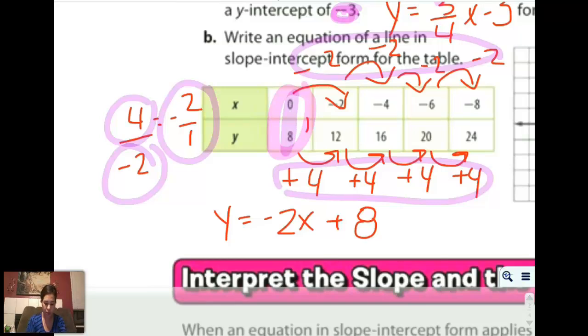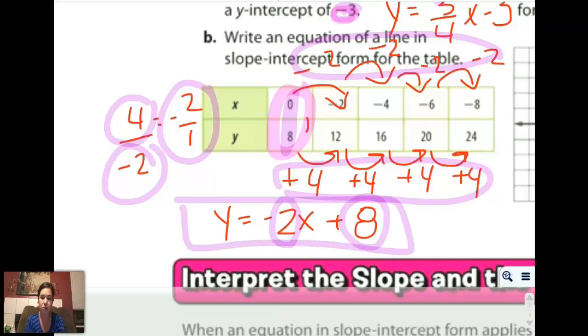So I plug it in. Here's my slope, negative 2. Here's my y-intercept, positive 8. And so my final equation is y equals negative 2x plus 8.